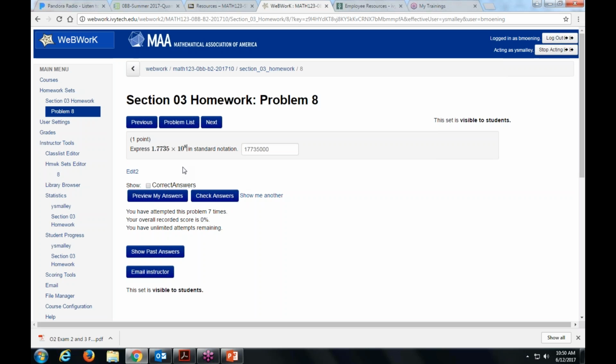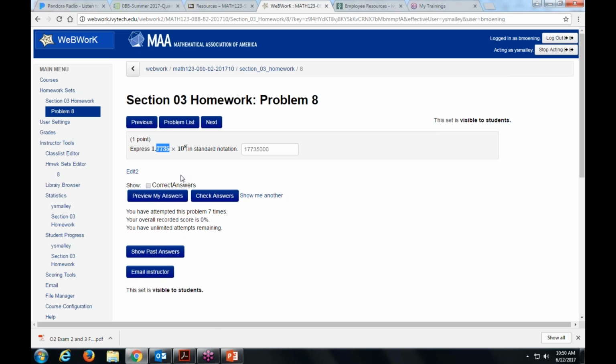Sometimes I always look at my non-zero numbers. So you can see the 7735, there are 4 non-zero numbers and I need 8 total. So that means I'm going to have 4 zeros after that. So that's kind of a way to check to make sure you have enough zeros.